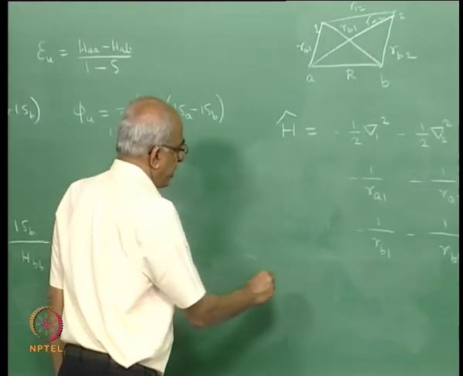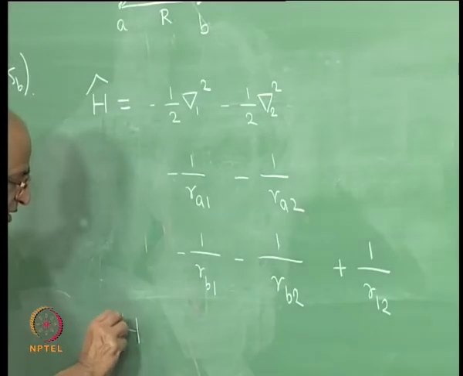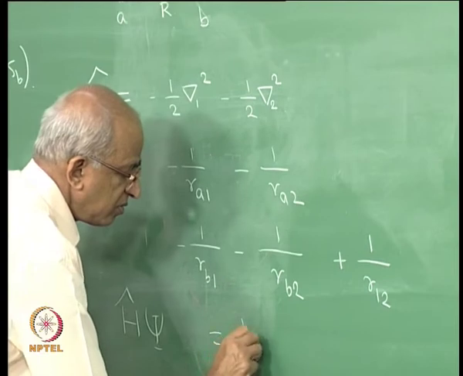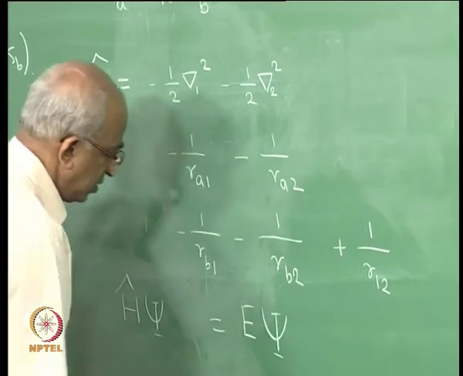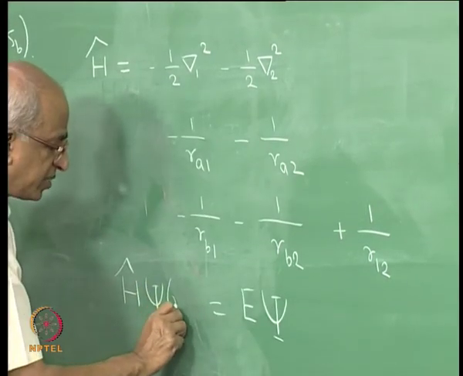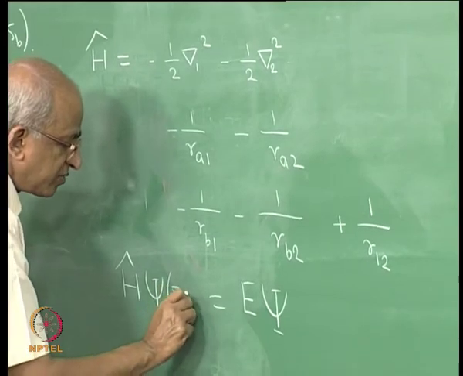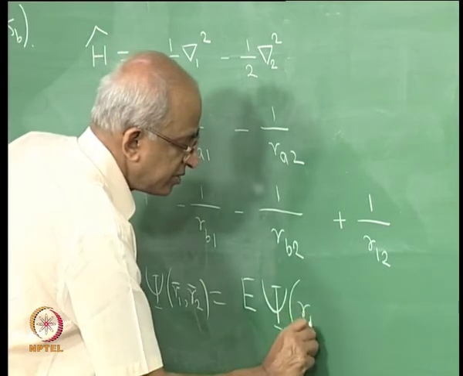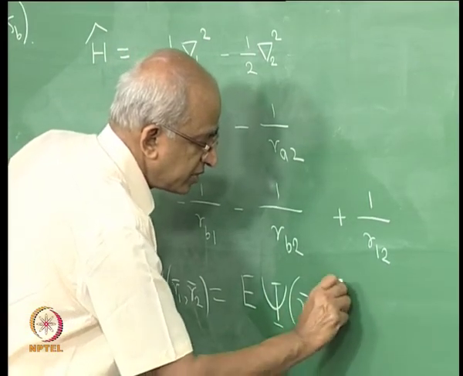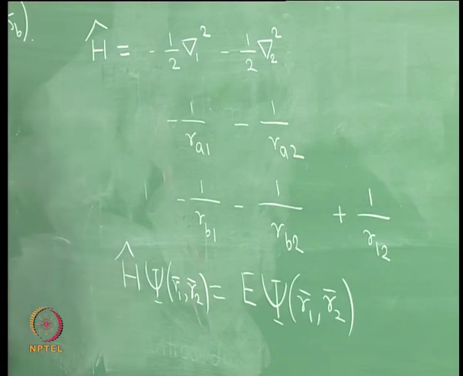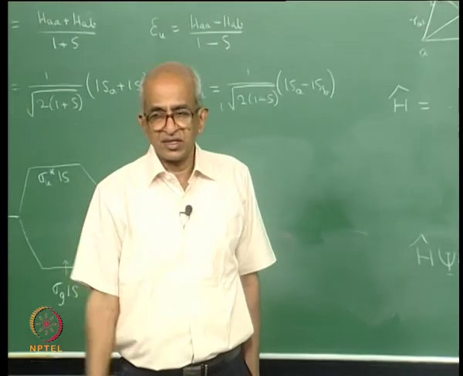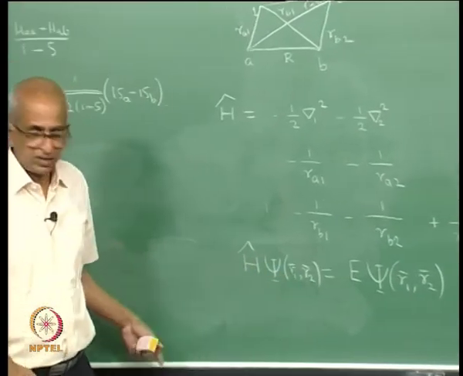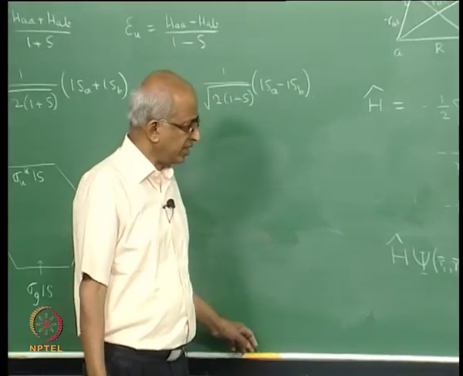And what would I like to do? I would like to solve this equation, H psi is equal to E psi. And what about psi? Psi will depend upon the position coordinates of the first electron. It will also depend upon the position coordinates of the second electron. So, it is a function of 6 position coordinates, coordinates of the first as well as the second electron. Remember, I have not included spin. We can worry about spin later.